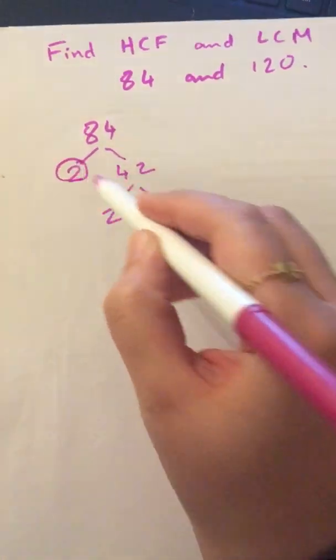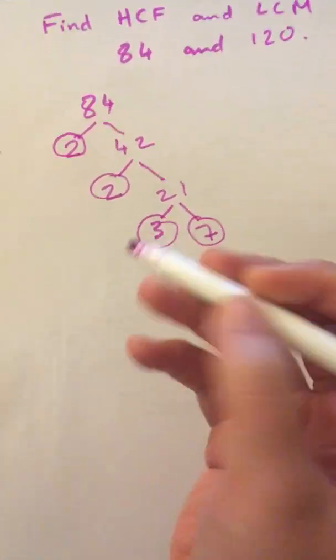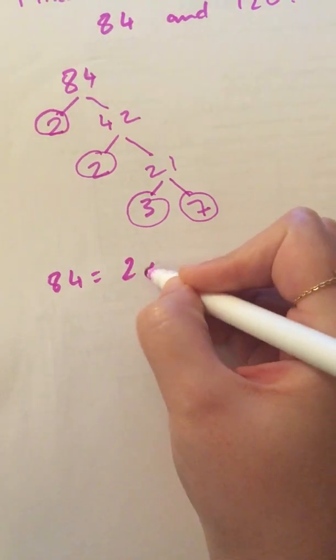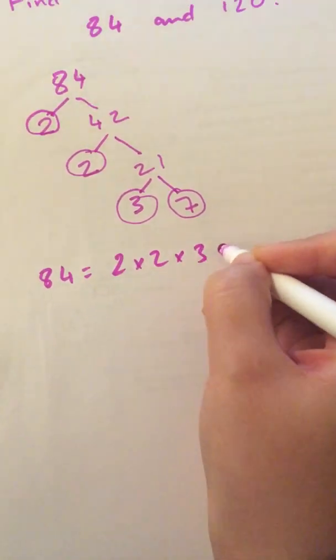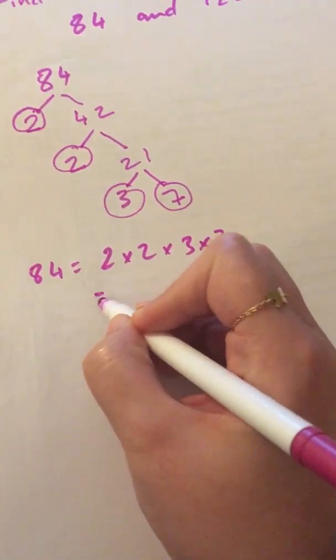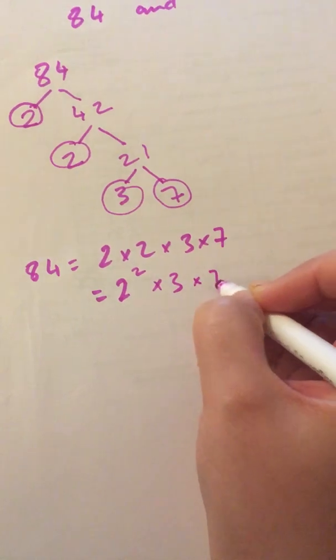So I get all of these prime numbers. When all of them are prime numbers, I know to stop. So 84 is equal to 2 times 2 times 3 times 7, and that's a product of its prime factors. Another way I could write that is 2 squared times 3 times 7.